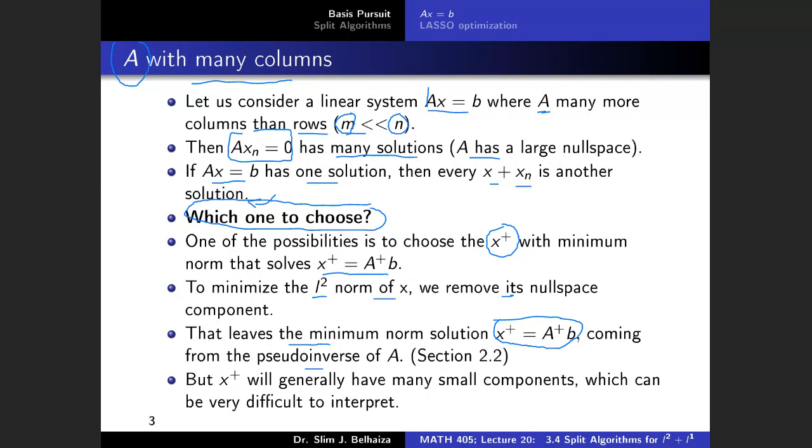But this X plus, in fact, will generally have many small components. What do you mean by small components? There are non-zero components, which can be very difficult to interpret. They are small, but they are not zeros. Okay?